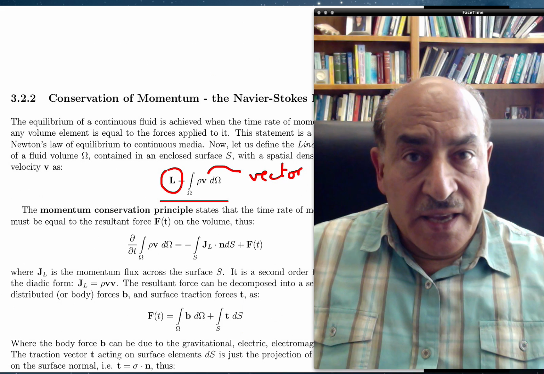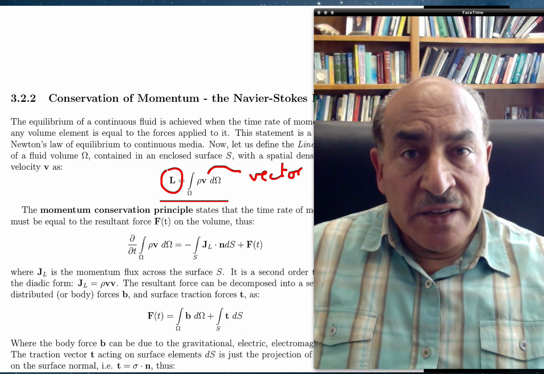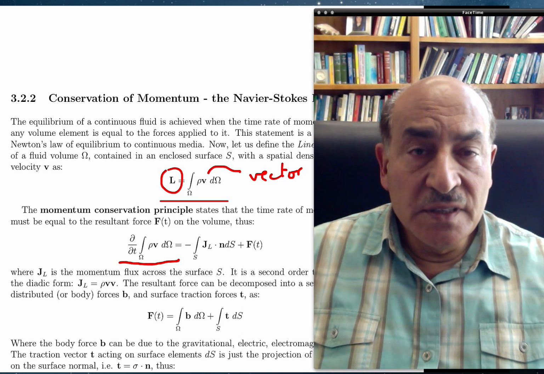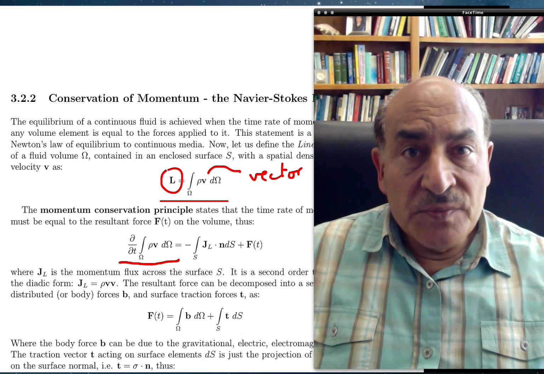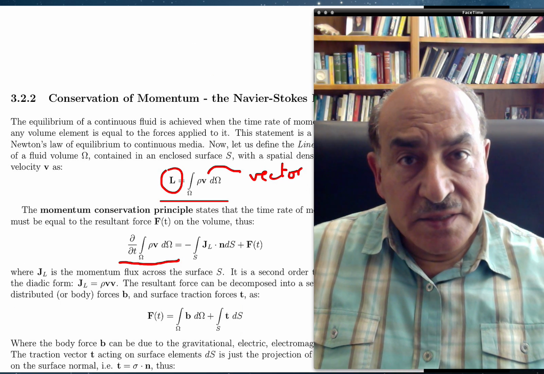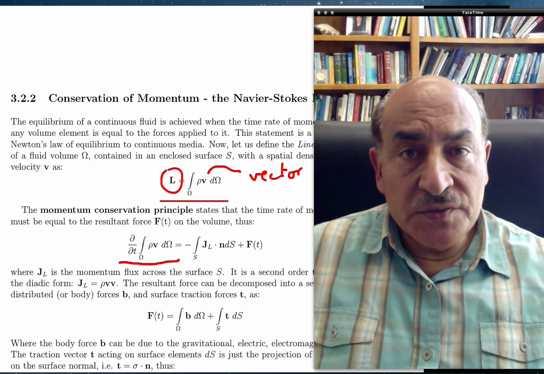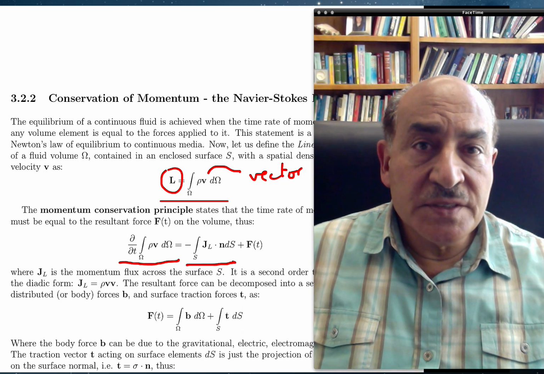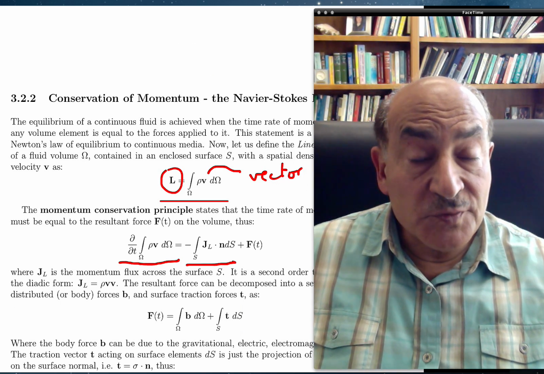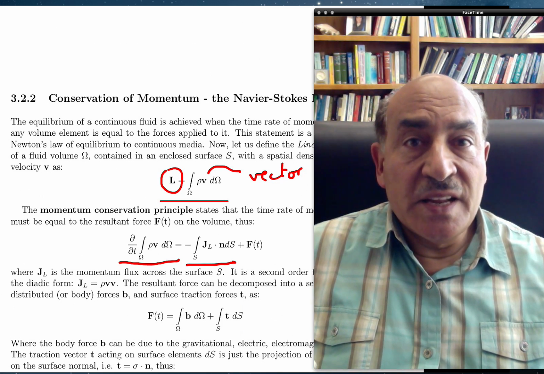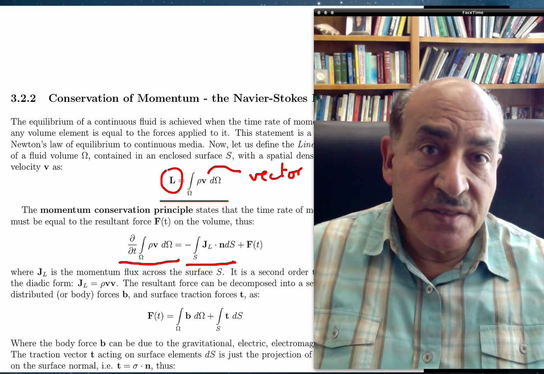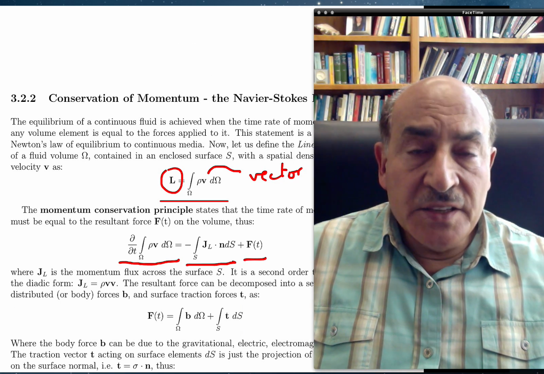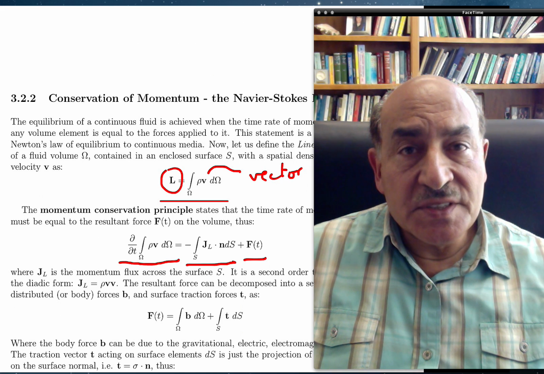And in this case, if you remember, we have a rate of change of the conserved quantity, which is rho v, equal to the negative flux of the quantity leaving the surface. So this negative flux is right here, minus the integral over the surface of the flux of momentum, which means that we're going to have to define what the flux of momentum is. And I'll do that in a second, and any source of momentum inside the material.